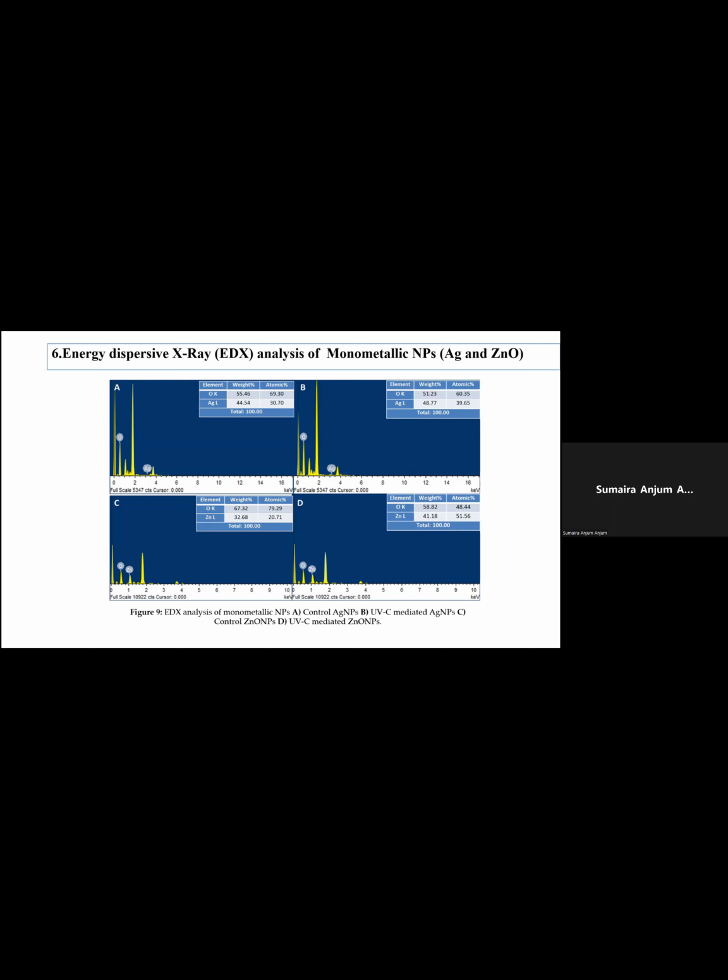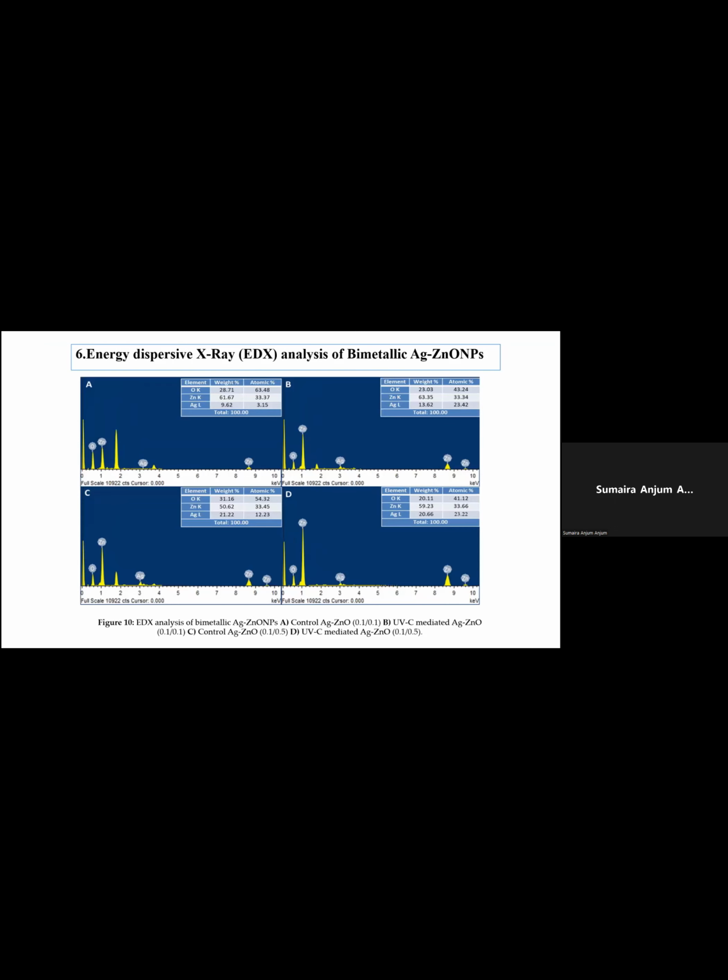nanoparticles, we can say that there are specific peaks of zinc and oxygen in the case of zinc oxide nanoparticles, and specific peaks of silver were present in silver nanoparticles, either controlled or UVC mediated, which further confirms the purity of these nanoparticles synthesized either under controlled or UVC radiations. The same is the scenario in the case of the bimetallic nanoparticles. The particular peaks of silver, zinc, and oxygen were observed in all cases, in all ratios, either controlled or UVC irradiated silver zinc oxide bimetallic nanoparticles.